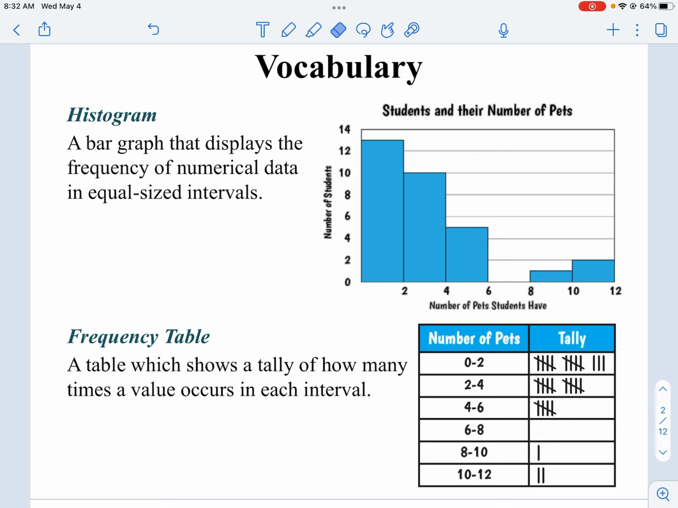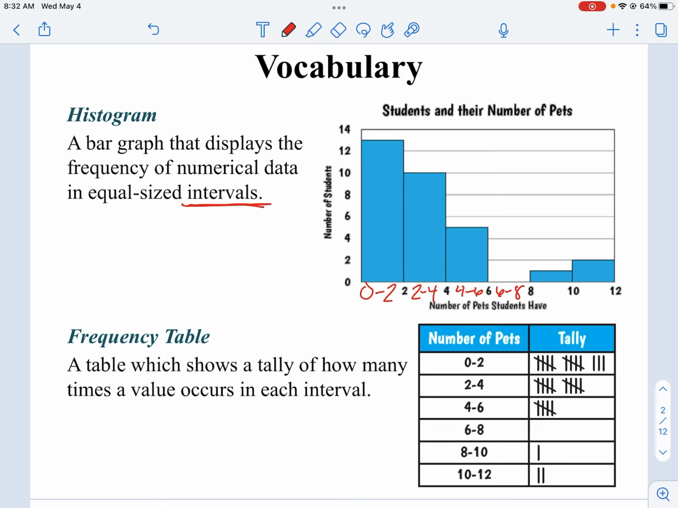Okay, so I'm going to underline intervals, because that's an important part of histograms. I know it looks like a bar graph, but it's different because it's in intervals instead of just one set number. So this first one right here represents 0 to 2. This one is 2 to 4, 4 to 6, 6 to 8, and so on.